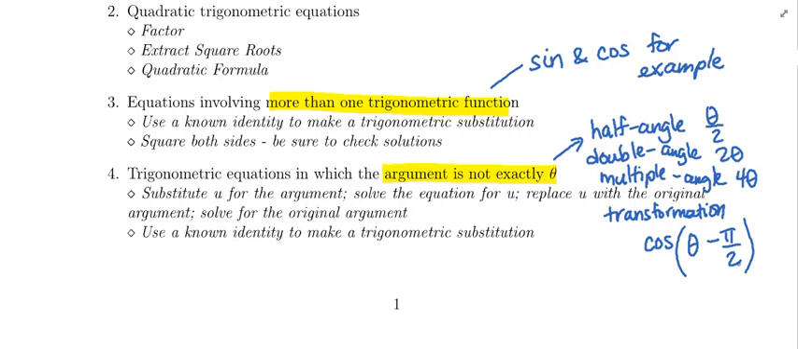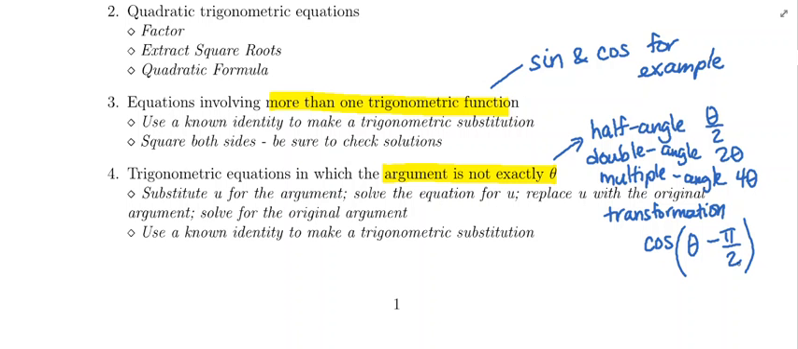Okay, so if you encounter an equation like this where the argument is not exactly theta, there's a couple of things you can try. First, you can make something called a u substitution. What you're going to do is substitute the variable u for the argument. You're going to solve the equation for u, then you're going to replace u with the original argument, and then solve for the original argument. Okay, the other thing you can try is to use a known identity to make a trigonometric substitution.